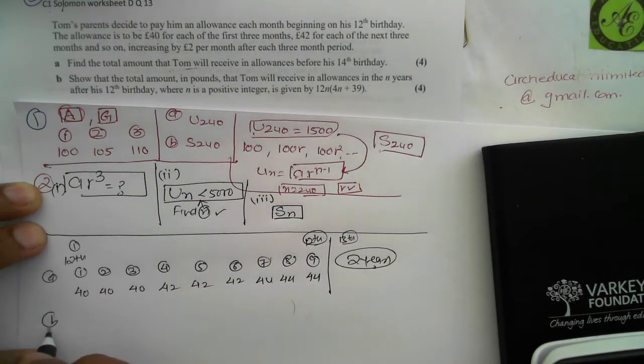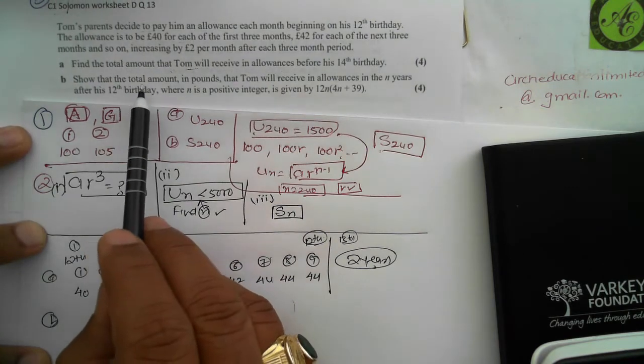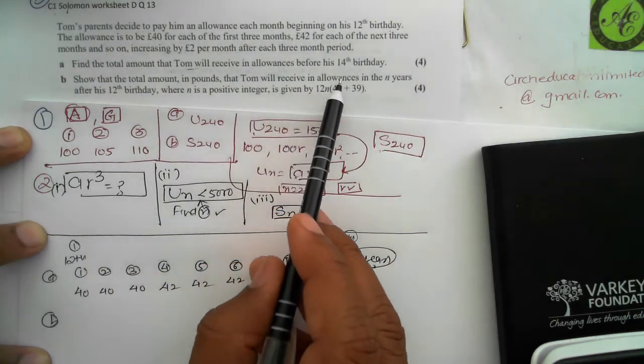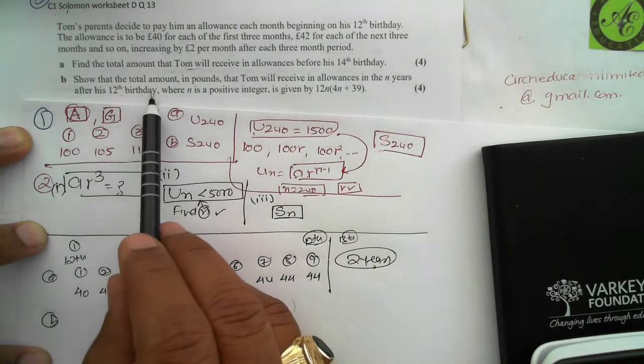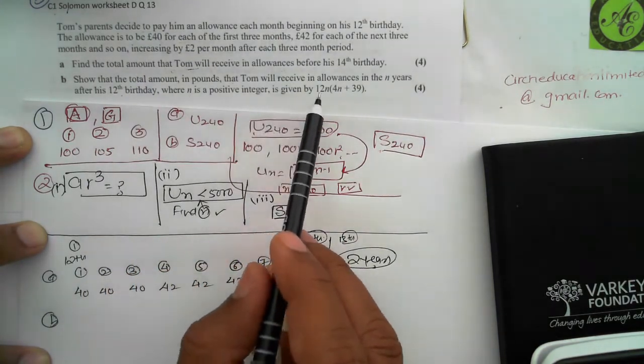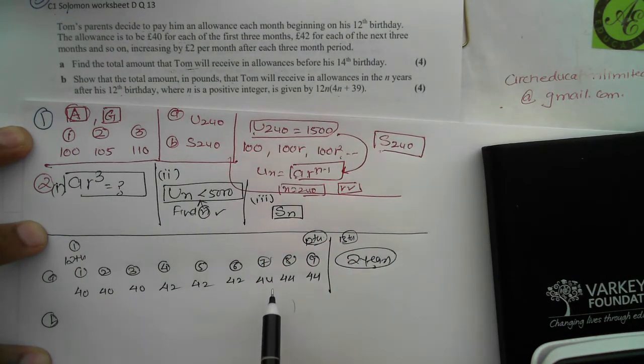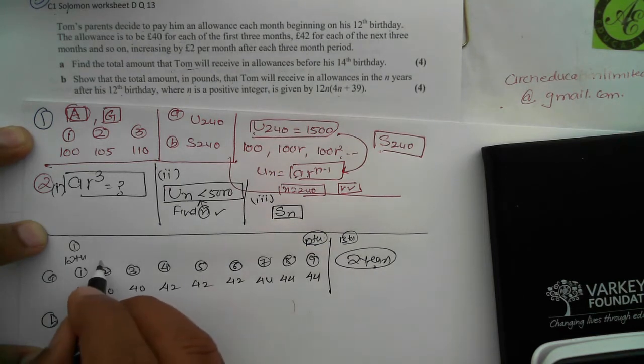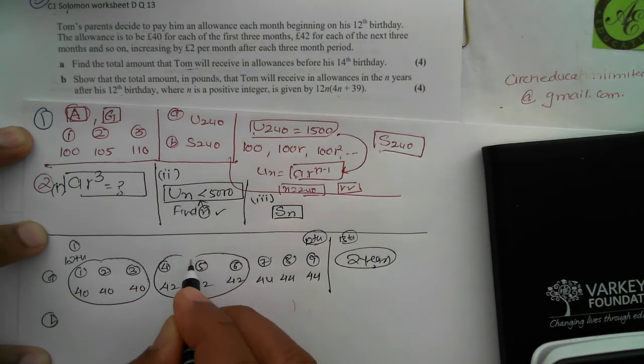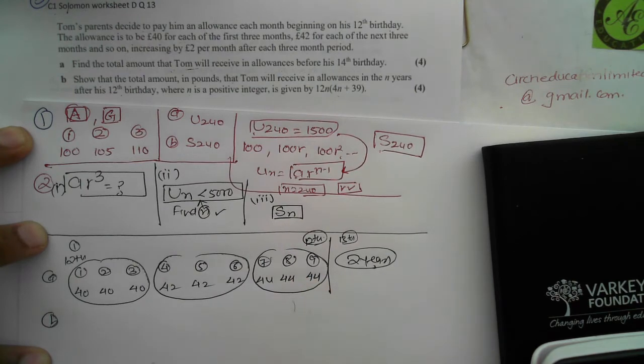Show that the total amount in pounds Tom will receive in allowances in the n years after his 12th birthday, where n is a positive integer, is given by the formula. This is a good one actually now, people. This is a really good one, because this series is not part of a geometric or arithmetic series. But listen, this is a hint I'm giving to you. If you take a 3 month period as one period, so he gets 120 in the first period, then he gets 126 in the second period, then he gets 132 in the third period, and so on and so forth.